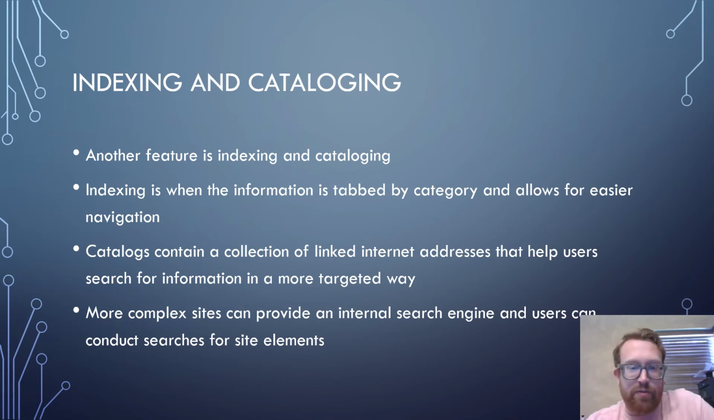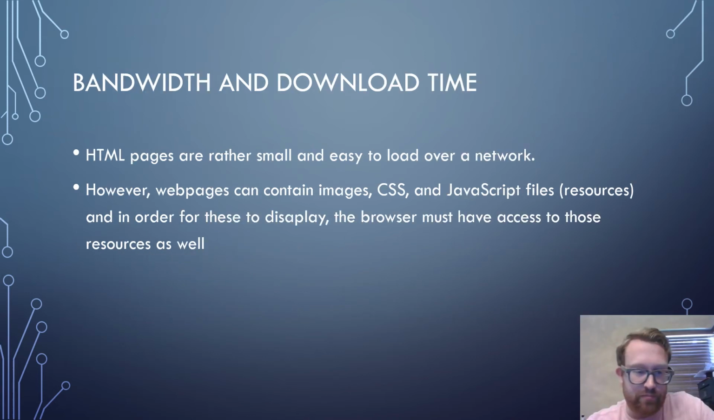Catalogs can contain a collection of linked internet addresses that help users search for information in a more targeted way. Catalogs are essentially a large search ability. More complex sites can provide internal search engines, and users can conduct searches for site elements that way. Again, don't need to know how this works in and out, just need to know about it.